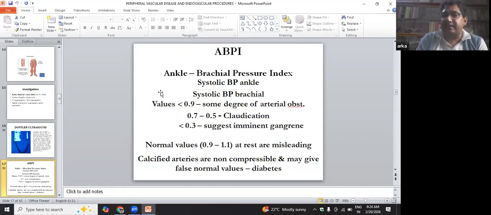So you have the features of PVD, but ABPI is normal. But you also think that the disease has progressed to such an extent that calcification has already ensued, and there is no compressibility of these arteries, and hence there is a chance of progress from disease to critical limb ischemia, and you have to manage accordingly, that you have to go for MRI or CT angio or even digital subtraction angiography.